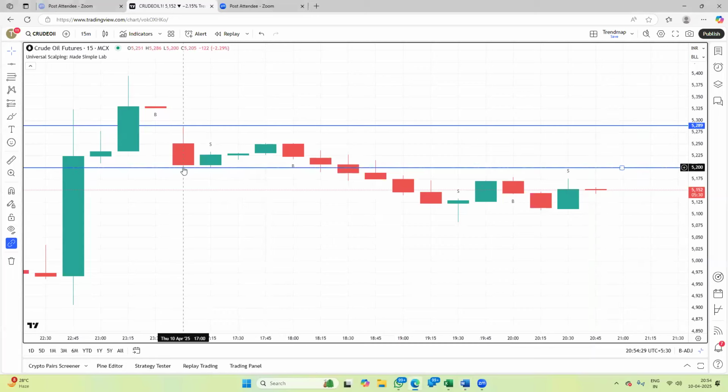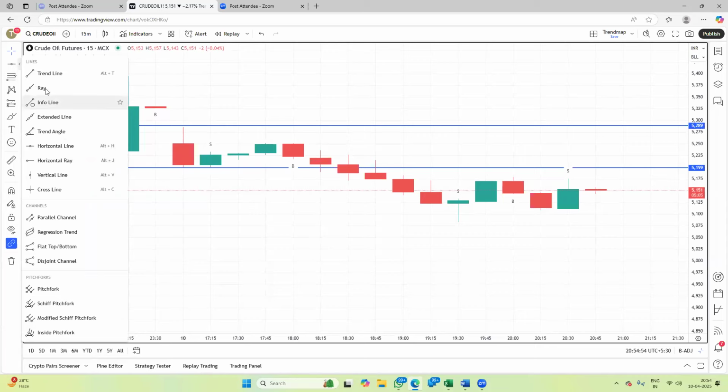For example, here a sell trade got executed. Now, the sell trade got executed at say 5,198, right? So what will be the initial target? 50 points, right? The initial target would be 50 points. So the 50% target should be at 50 points.